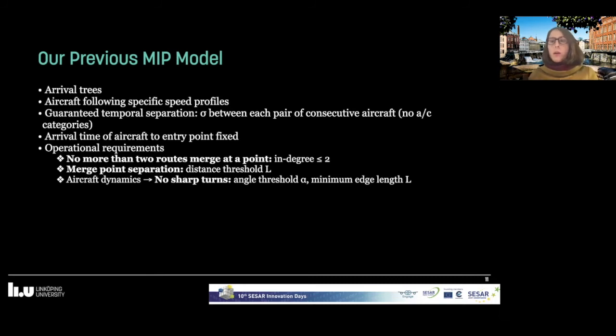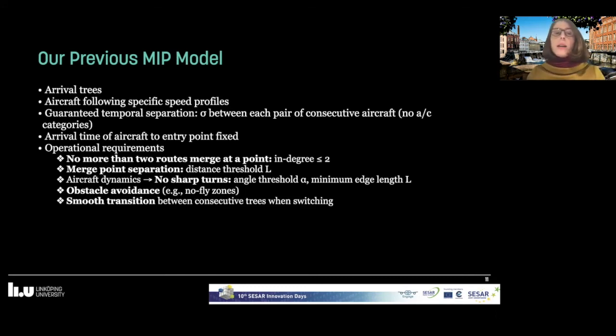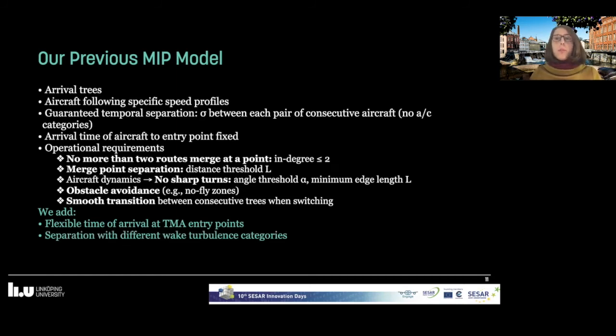Aircraft dynamics mean that we cannot have arbitrarily sharp turns, so we have an angle threshold and combine that with a minimum edge length, because otherwise, even if you have large angles, you can on a small area make a sharp turn, which again would be practically infeasible. We are able to avoid obstacles like no-fly zones, and we make a smooth transition between consecutive trees of consecutive time periods so they don't differ too much. And today we add the flexibility of times of arrival at the TMA entry points and the separation criteria based on the wake turbulence categories.